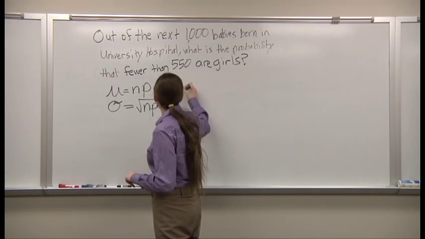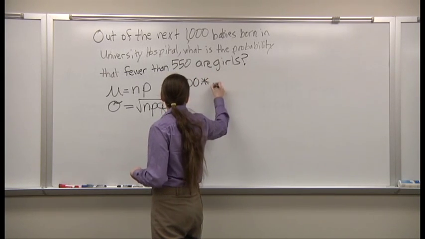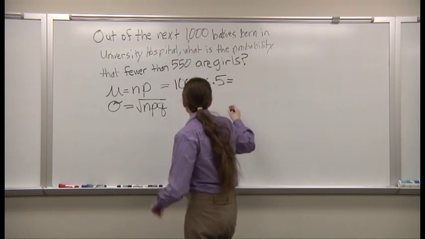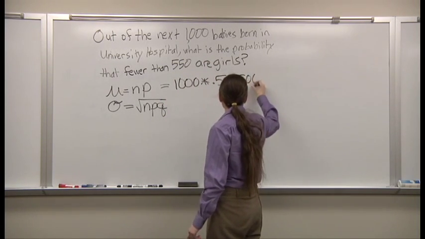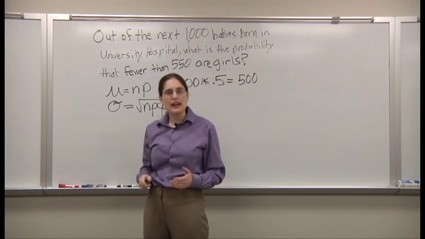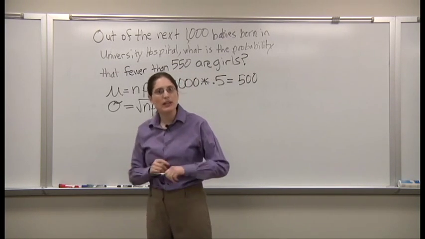So that's 1,000 times 0.5, which is 500. We expect that if we look at 1,000 babies, around 500 of them will be girls. That's why it's the mean.